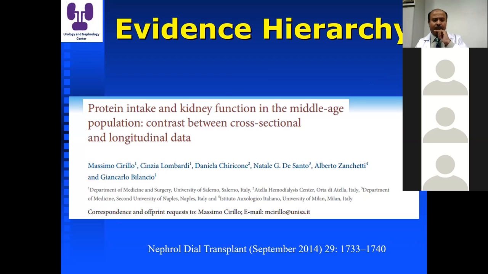Last point. Even in observational studies, is there a difference between case control, cross-sectional, or cohort study? Which is better, although the evidence is low? Which is superior in the observational category?